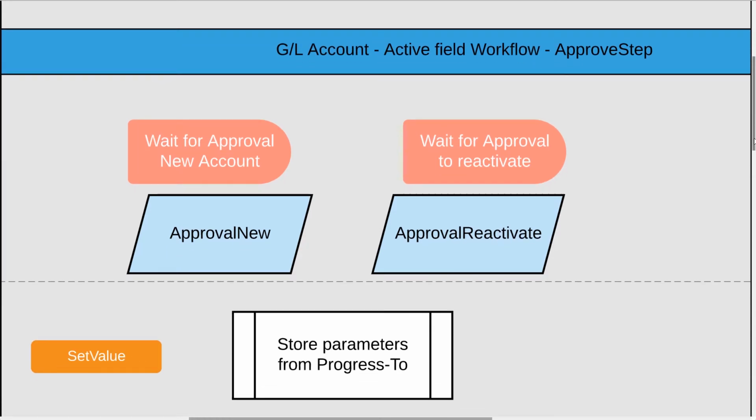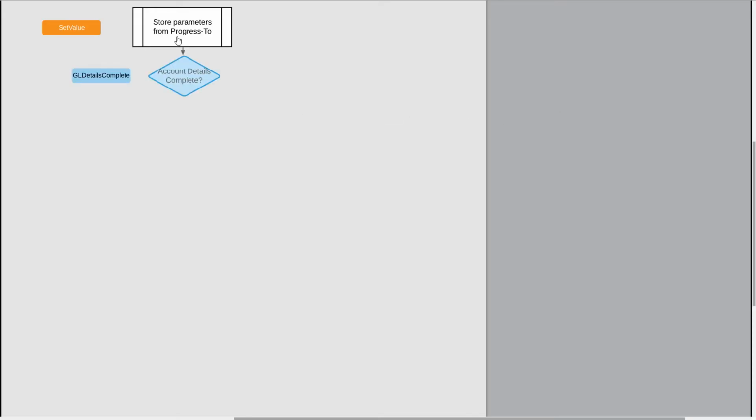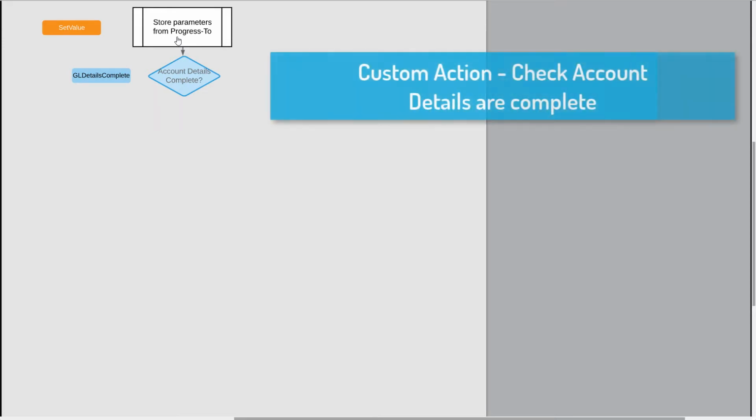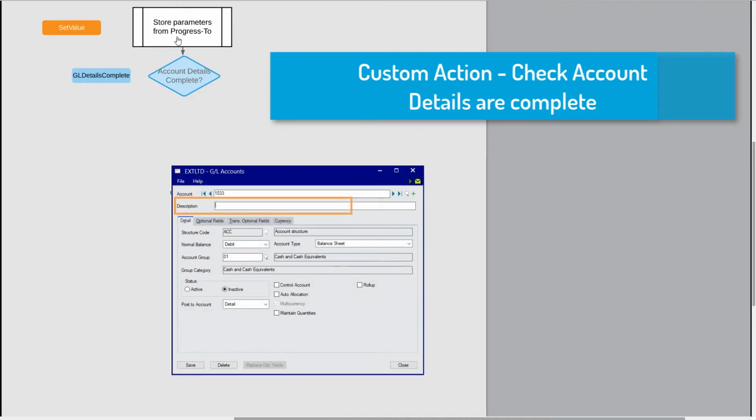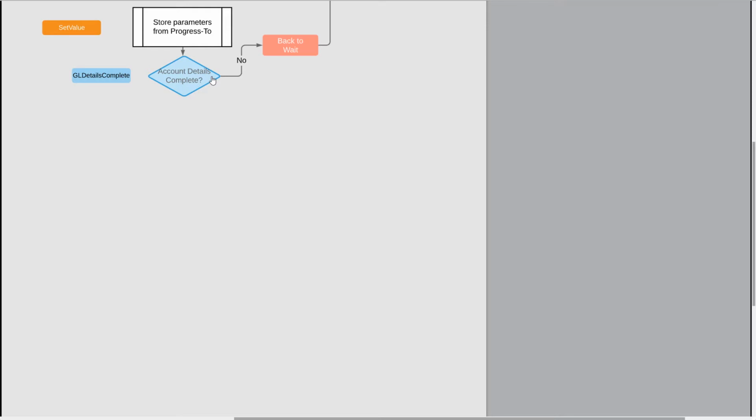So the first thing I'm going to do in this workflow is to store the parameters that are configured in my progress to with the comment. Once I've done that, I'm going to do one little validation to confirm that the account details are complete. And in this example, I'm going to use a custom action to check whether the GL description is filled in or not. If the details are not complete, I go back to wait. However, if the details are complete, I'm going to prompt the user to enter a comment if they want to.